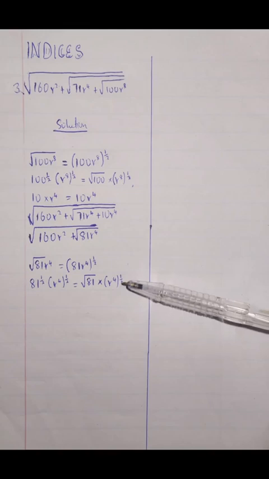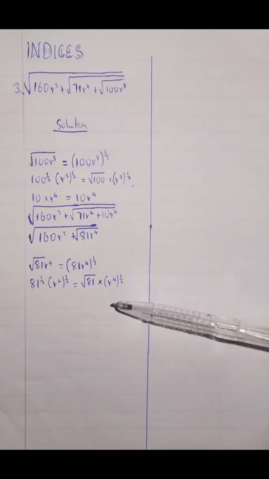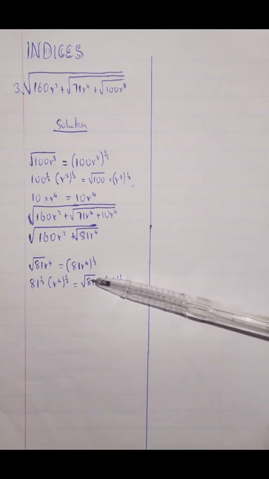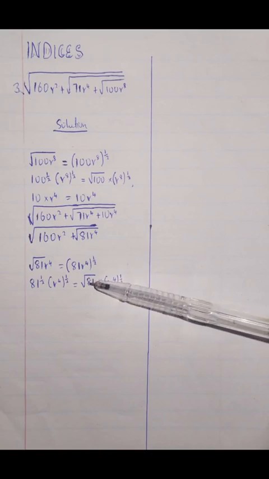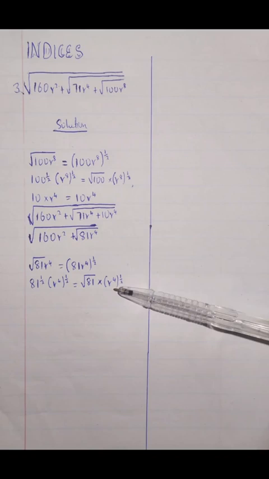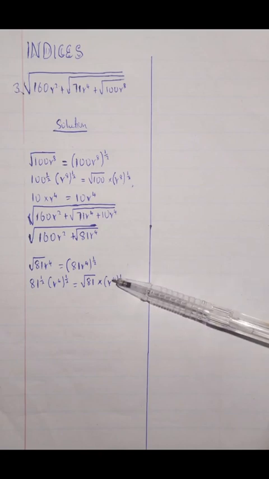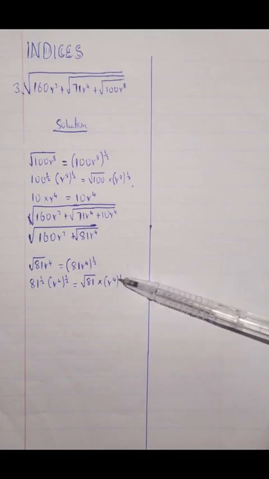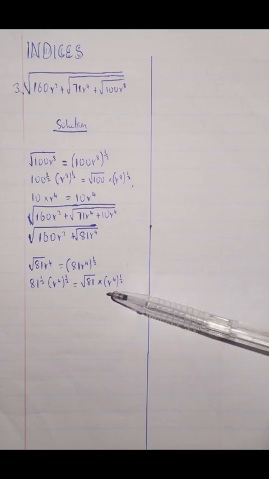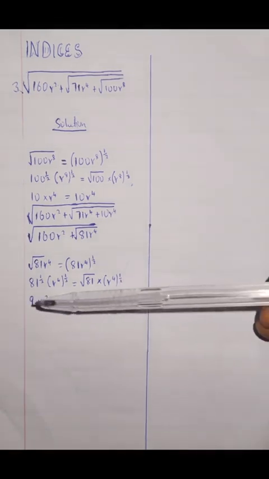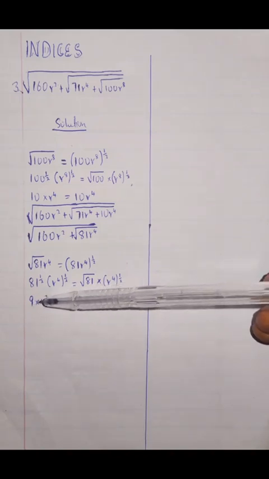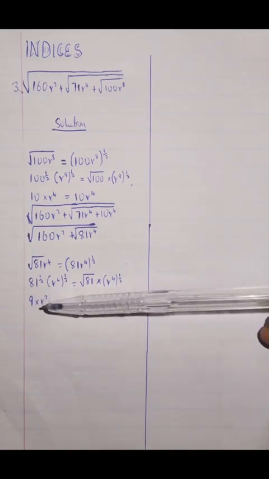Now the square root of 81 is what? It is 9. So here we have 9, and for r to the power of 4, we recall the power law. The power inside the bracket and outside the bracket, you multiply. 4 times 1 over 2 is what? It is 2. So we have 9 times r to the power of 2, and 9 times r to the power of 2 is 9r squared.